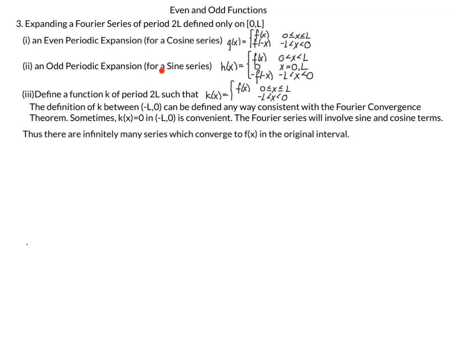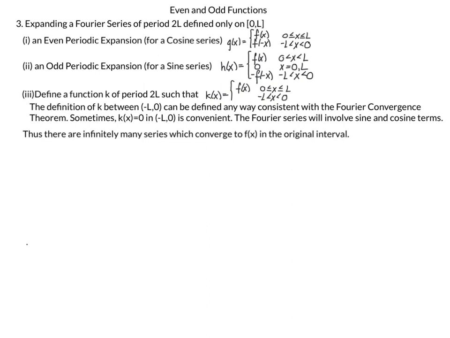And then for an odd periodic expansion, or a sine series, our h of x. We know what f of x is between 0 and L. To make it an odd expansion, we're going to have 0 at the origin and at L. That's a requirement. And then for negative L to 0, we expand our function so that h of x is equal to negative f of negative x.